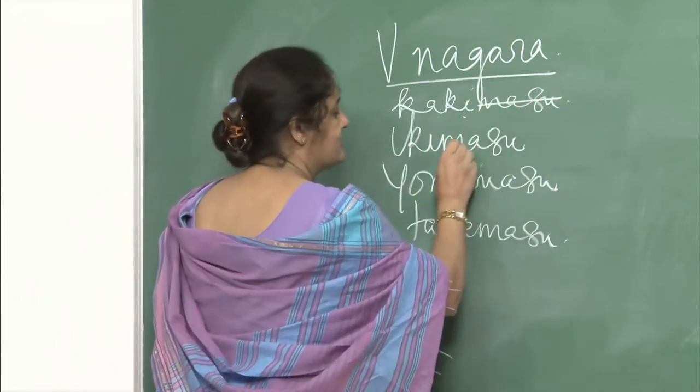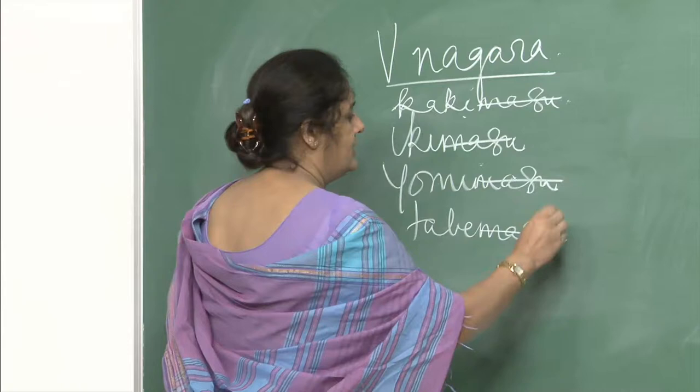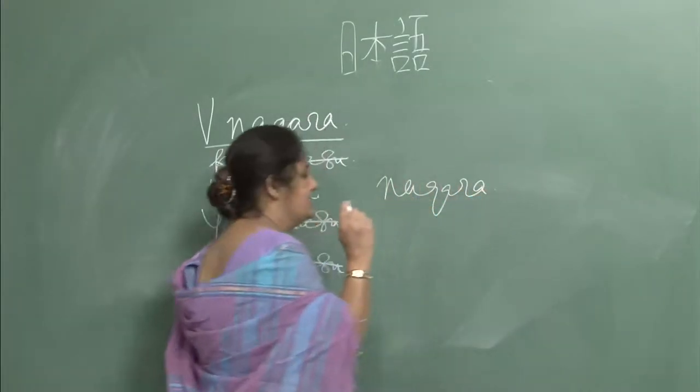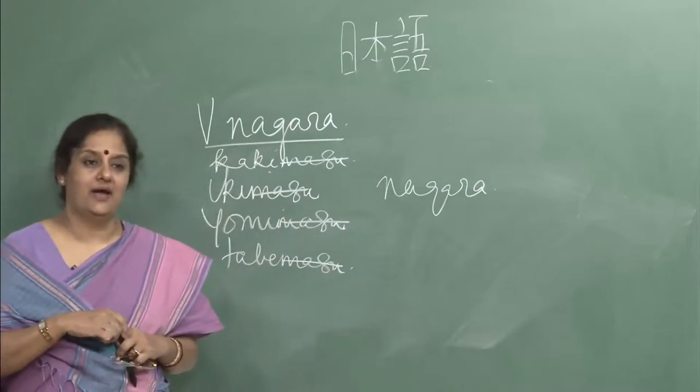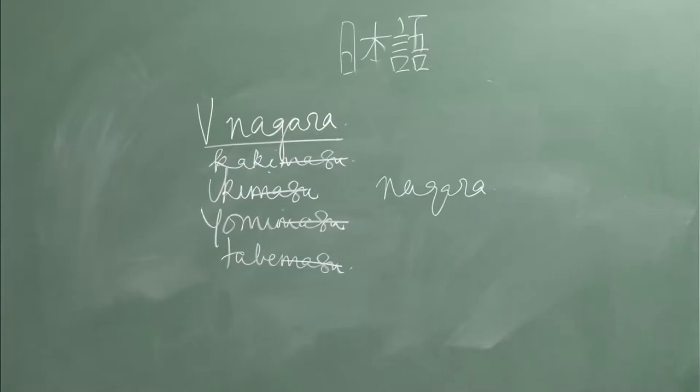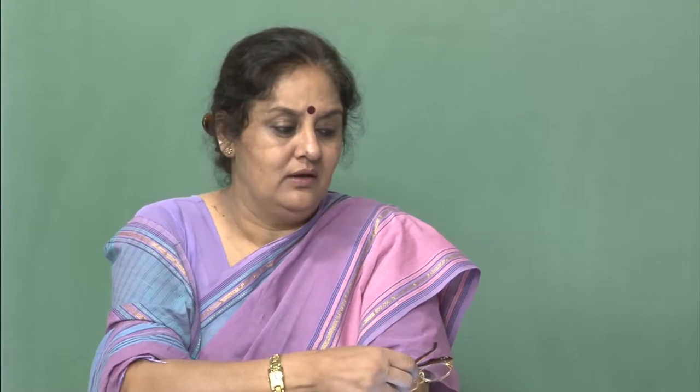Just remove the masu form from here and put nagara, which means performing two activities, two actions at the same time. For example, watashi wa oshie nagara arukimasu, or aruki nagara oshiemasu. Watashi wa terubi wo minagara kocha o nomimasu.